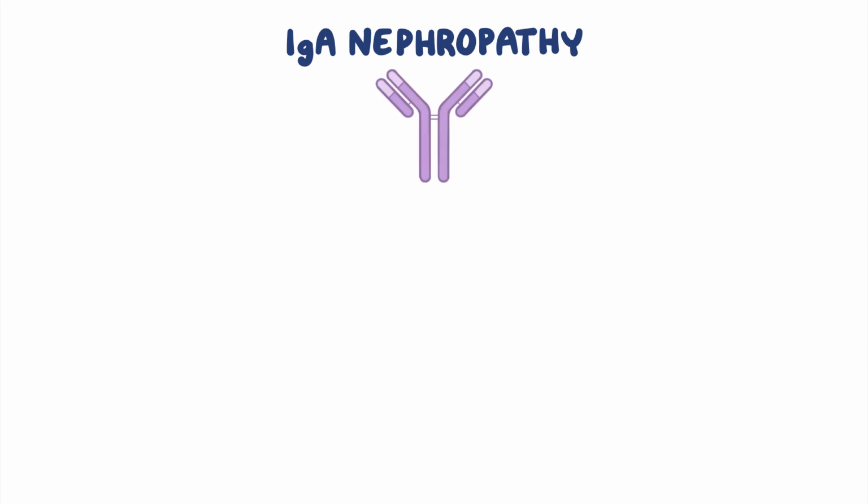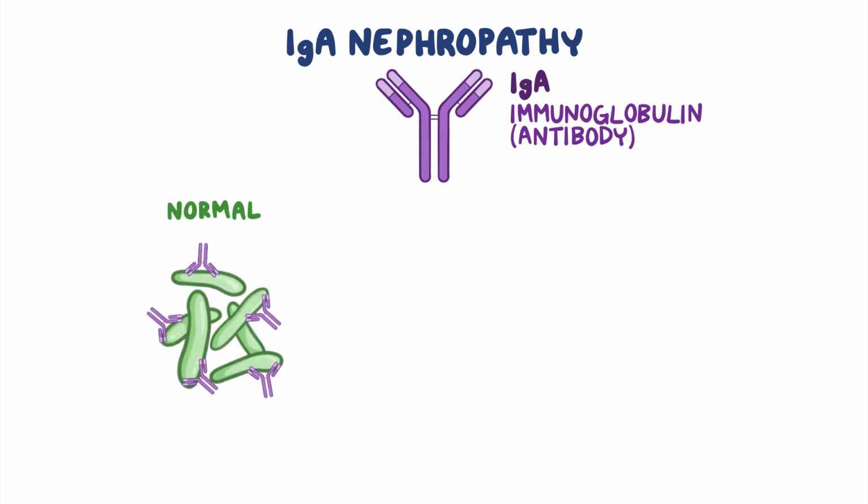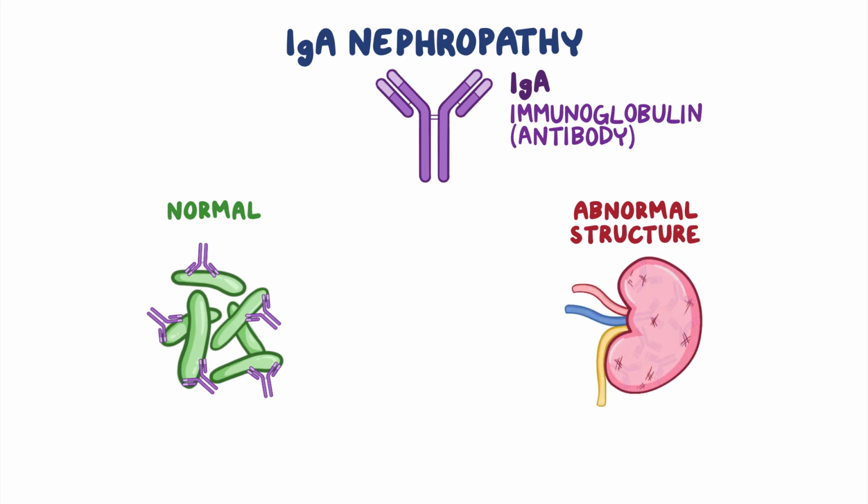IgA nephropathy is caused by an abnormal form of IgA, a type of immunoglobulin, also called an antibody. Normally, this is a type of protein that helps the body fight against bacteria and other foreign organisms. When the IgA has an abnormal structure, it can accumulate in the kidneys, causing inflammation and damage.